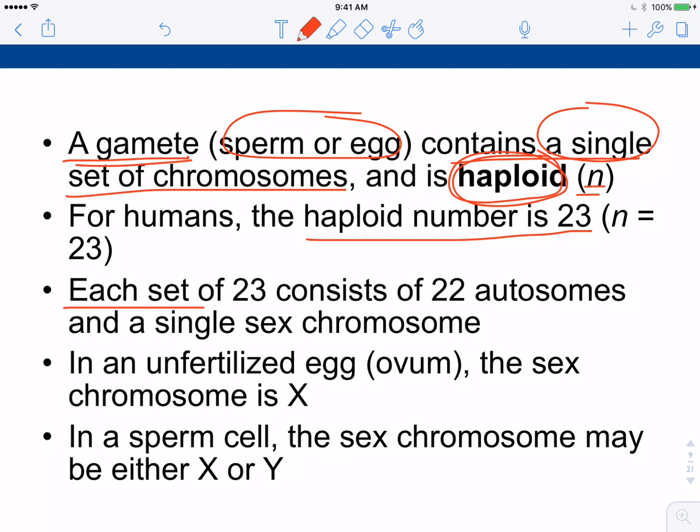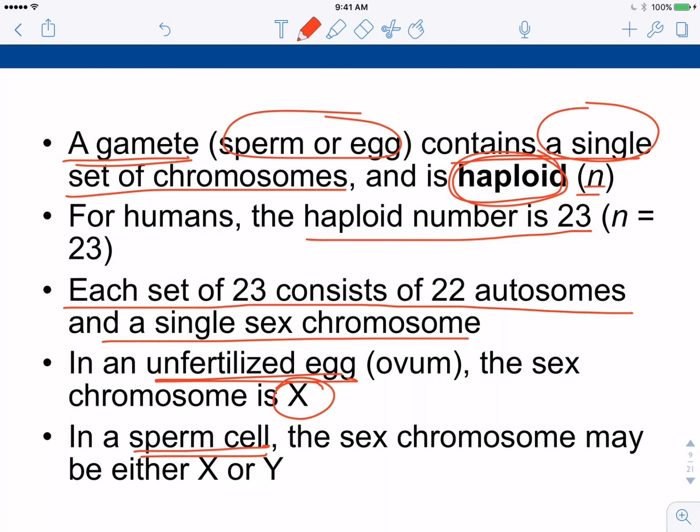So again, each set of 23 chromosomes has 22 autosomes and 1 sex chromosome. Okay? If you have an egg as your gamete, the sex chromosome is always an X, because your mother can only donate X chromosomes because females only have X chromosomes. In the male gamete or a sperm cell, the sex chromosome can be an X or a Y. Okay? So the male parent determines the sex of the offspring.